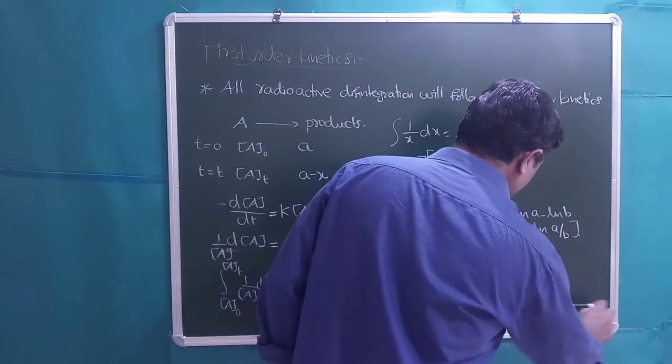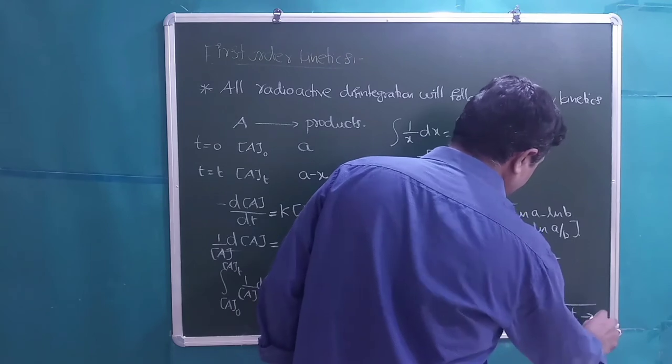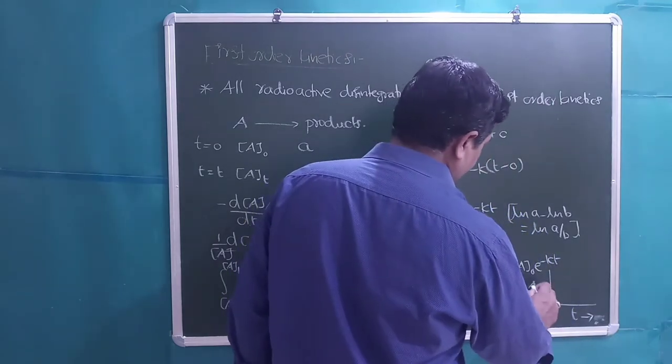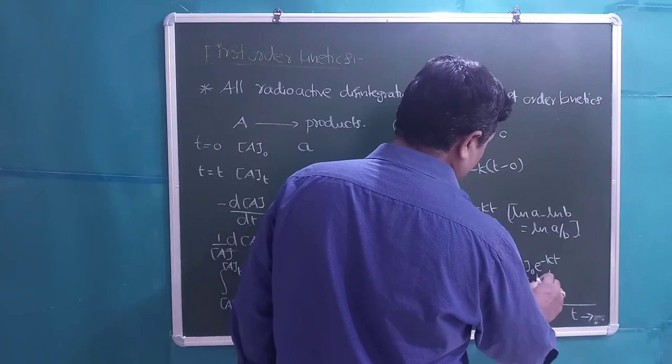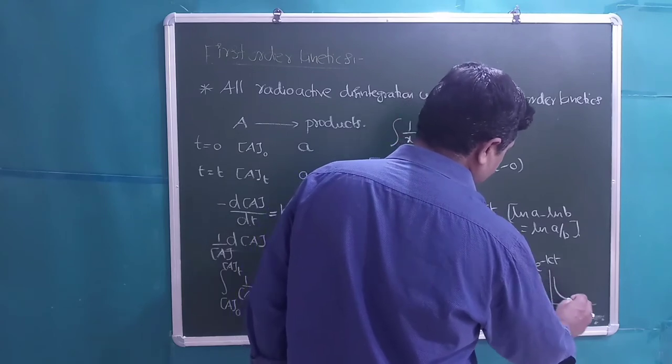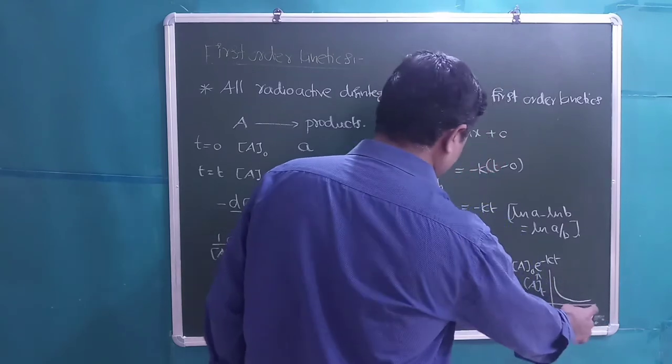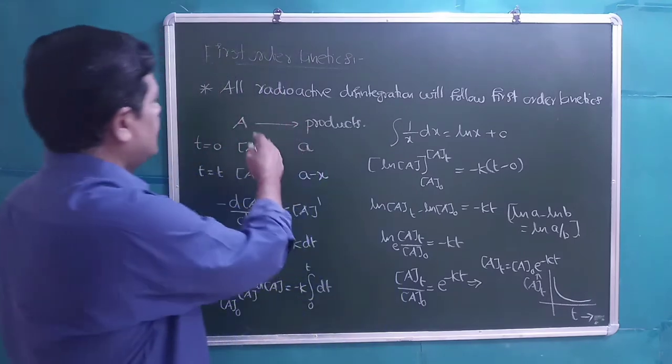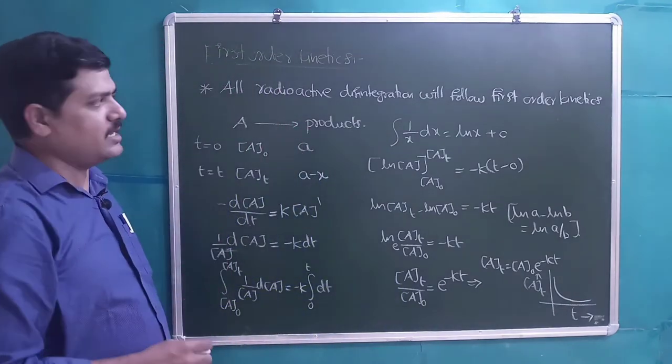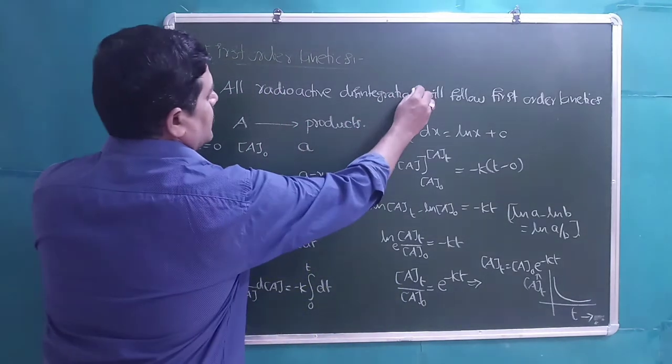If you draw a graph by taking t on the x axis and At on the y axis, you will get an exponentially decreasing graph like this. Students, all radioactive disintegrations will follow first order kinetics.